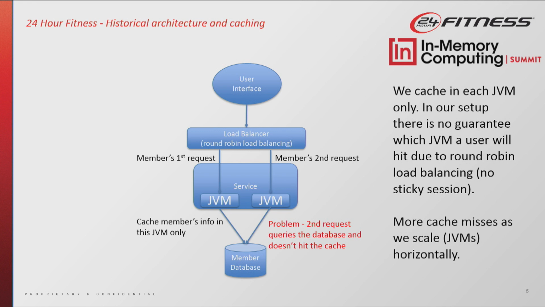A member would come in and make a request, and they would come into a single JVM, and we would query the database, and we would capture that information and cache it in the JVM. The problem is that if a customer came back and the round robin load balancer sent them to the second JVM, we would end up having to query the database a second time. That problem only becomes worse as we scale horizontally with the JVMs. So essentially, we had more cache misses than we needed.